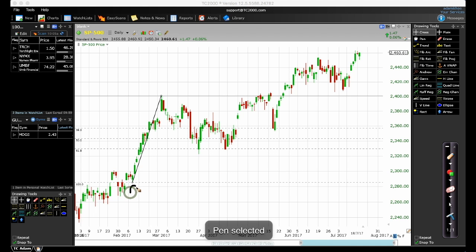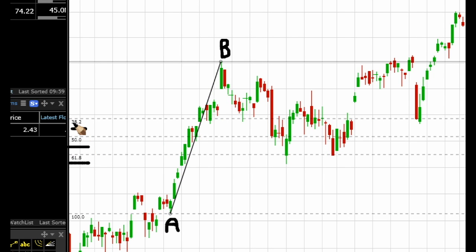A is the start of the impulsive wave. B is the end of the impulsive wave. So this is the impulse, right? So you take the Fibonacci tool and you click on A and you drag it to B. Okay, once you drag it to B, you will see that these numbers start to come out. 3 numbers here, 38.2, 50, and 61.8.